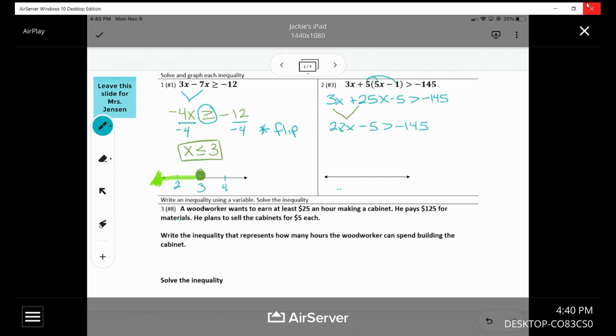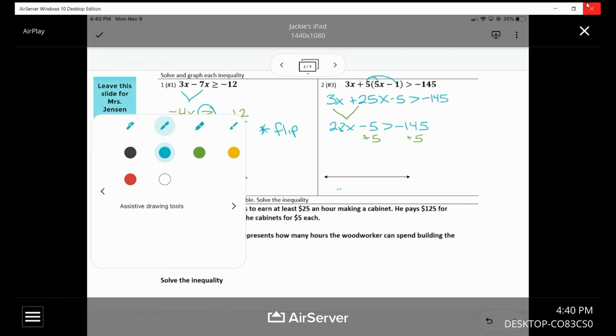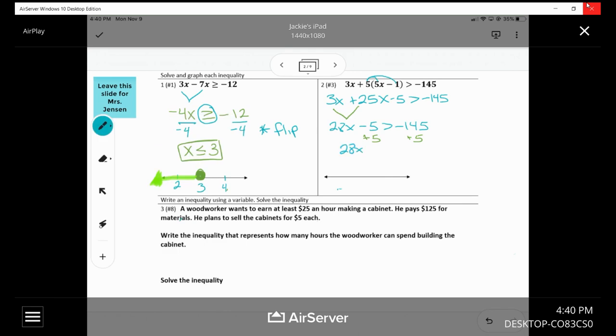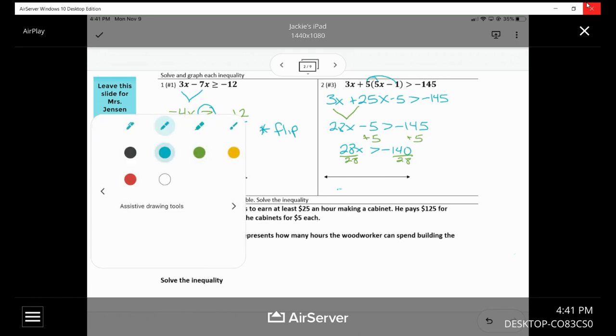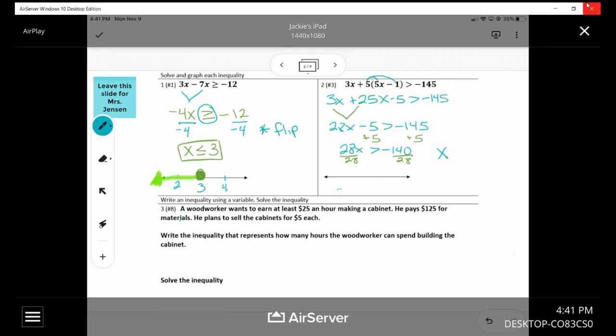Then we'd want to undo the subtraction. So right now we're subtracting 5 from that x term. So we want to add 5 to both sides. So we get 28x is greater than negative 140. And our last step is to undo the multiplication. So right now we're multiplying by 28. So to solve, we'll divide by 28. And negative 140 divided by 28 is negative 5.